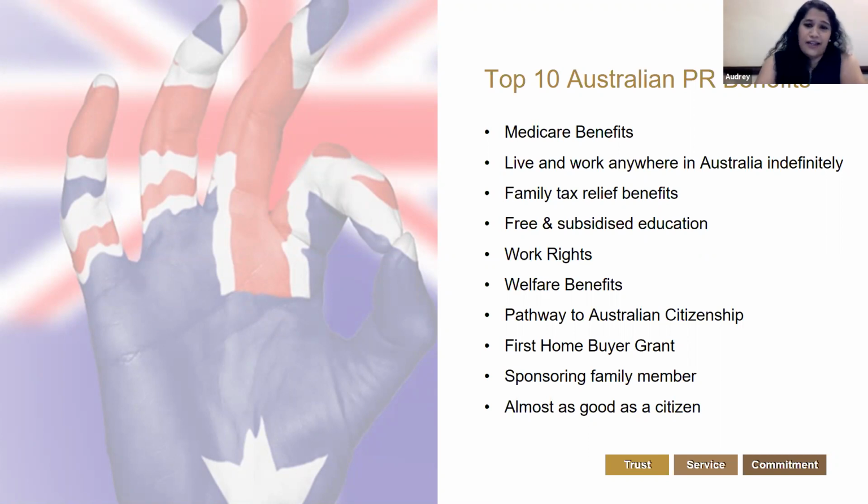There's the first home buyer grant, where the government helps you with an allowance of like 8,000 to 10,000 Aussie dollars for your first home. You can sponsor a family member, and most importantly, having an Australian PR is almost as good as being a citizen. As you know, Malaysia does not allow dual citizenship. So for those who still wish to hold Malaysian citizenship and yet enjoy the benefits Australia can offer, you can still be a PR and get access to almost everything.